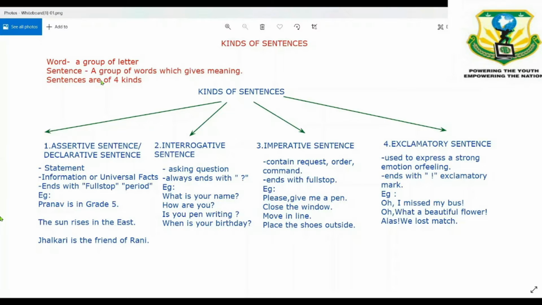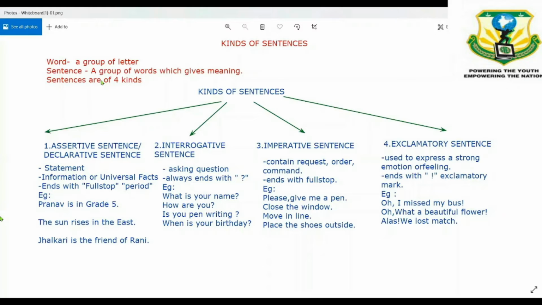Number 1 type is assertive or declarative. This assertive or declarative sentence will be a kind of statement. It will give information about a person, or it will state any universal or science facts. It can be positive or negative. Okay, some examples. It always ends with a full stop.